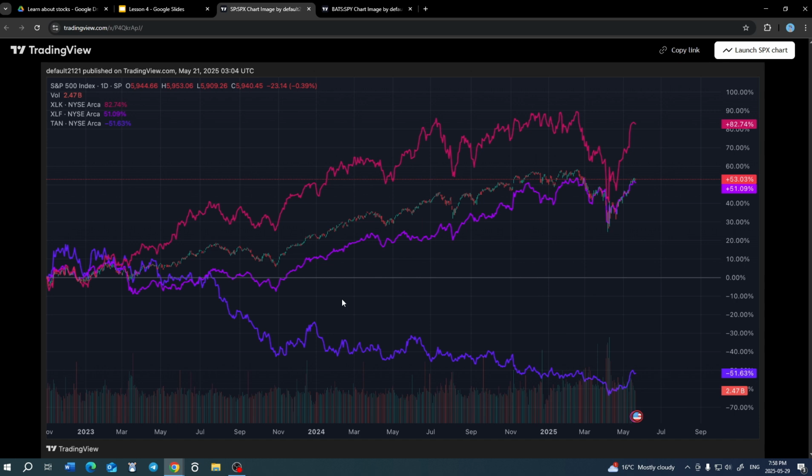So one thing we could say is Trump loves his fossil fuels, and you can see after the election it went even more down. In short, TAN is falling not because the overall market is weak, but because the solar sector is facing its own set of challenges.